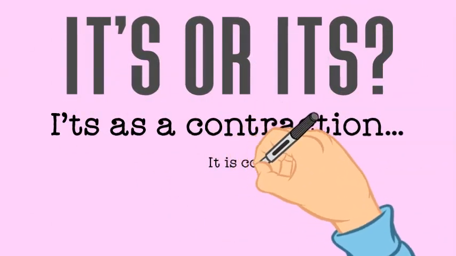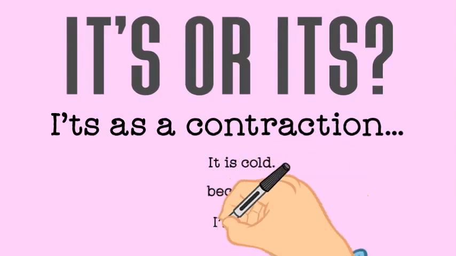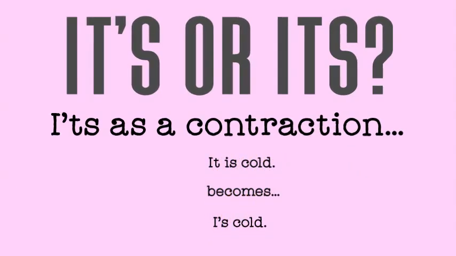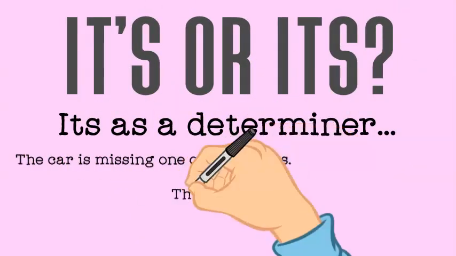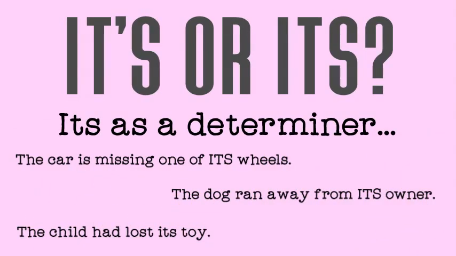When you use its without an apostrophe, the word is a determiner used to make reference to something or someone you've previously mentioned. For example, the car is missing one of its wheels. The dog ran away from its owner. The child has lost its toy. None of those examples needs an apostrophe.